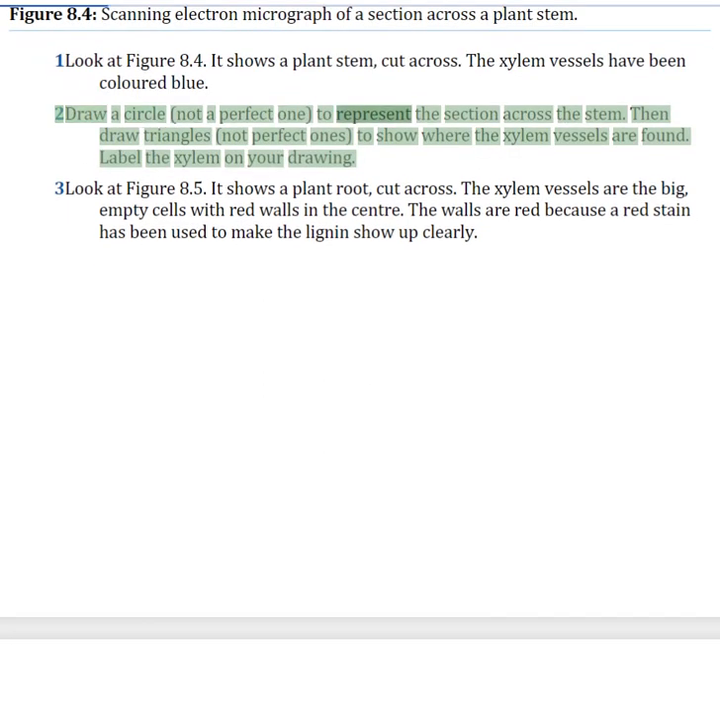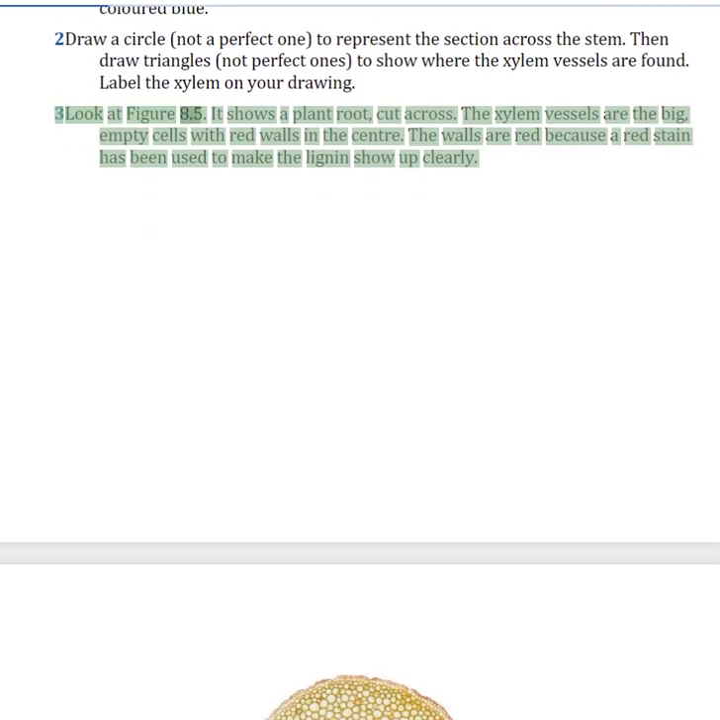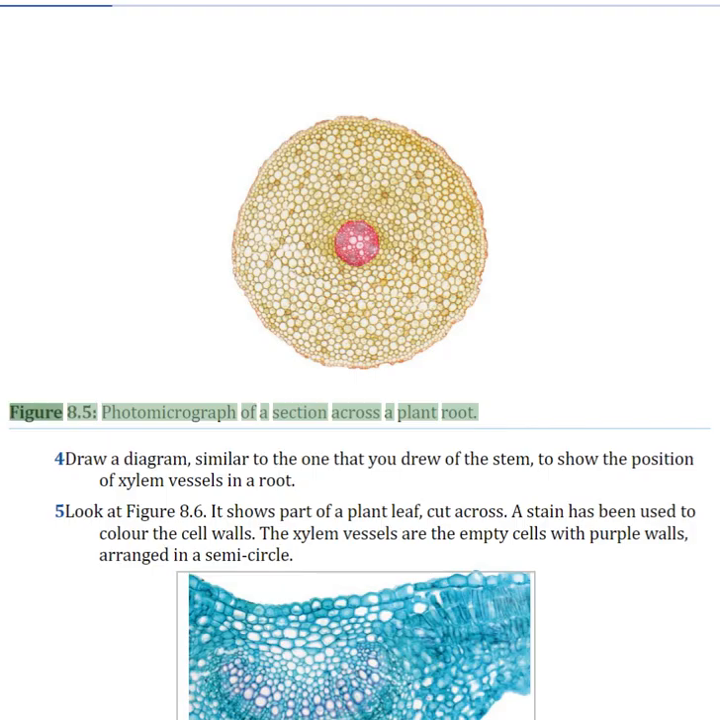2. Draw a circle to represent the section across the stem. Then draw triangles to show where the xylem vessels are found. Label the xylem on your drawing. 3. Look at Figure 8.5. It shows a plant root, cut across. The xylem vessels are the big, empty cells with red walls in the center. The walls are red because a red stain has been used to make the lignin show up clearly. Figure 8.5, Photomicrograph of a section across a plant root.